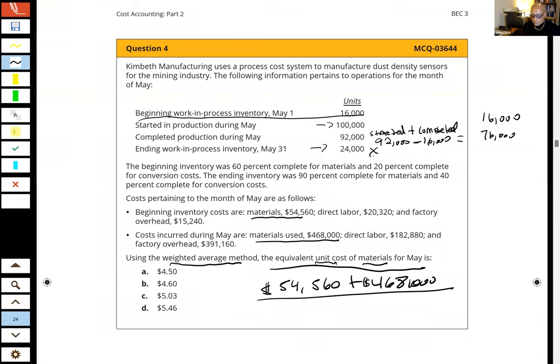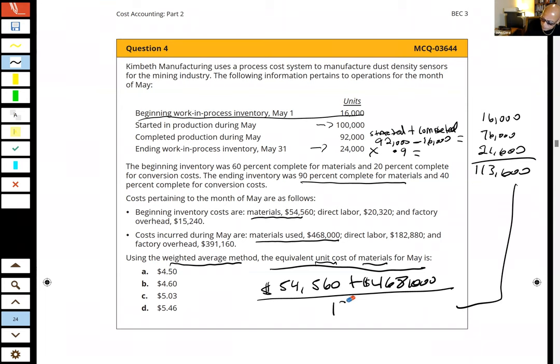And they tell me in the problem information that the ending inventory was 90% complete for materials. So I go ahead and I take that 24 times the 0.9. That yields me 21,600. I hope I did my math right on that. And so you go ahead, you add those together. That gives you the 113,600. You put that into the denominator, 113,600. That gives me the correct answer here, which is 460 per unit, which is what 80% of us got correct. Okay. All right.